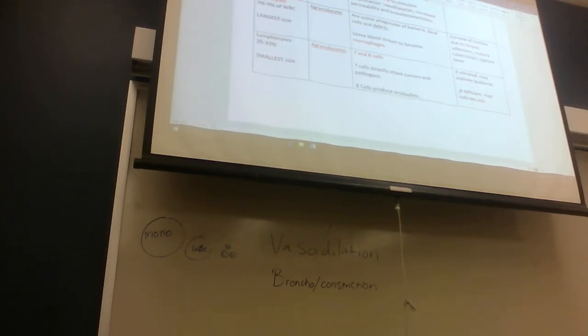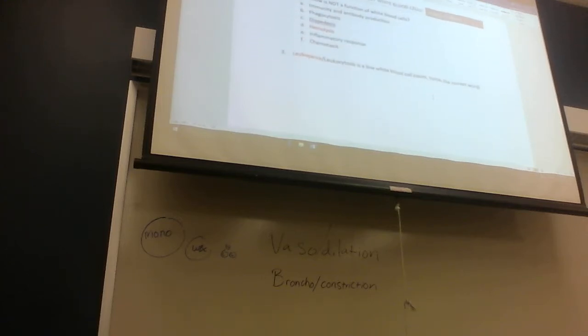If you have a high amount of lymphocytes, you have leukemia, which is like a bone cancer. And if you have a low amount of lymphocytes, you have AIDS, because the AIDS virus destroys T helper cells. And when we get to the immune system, we'll go into this.